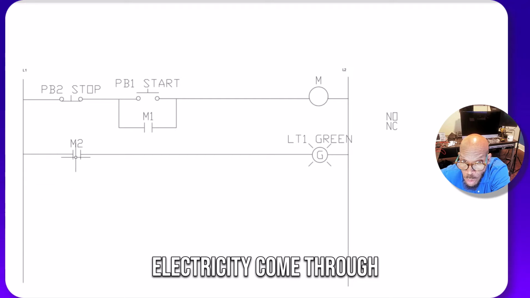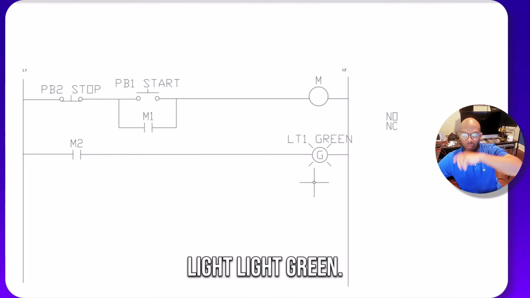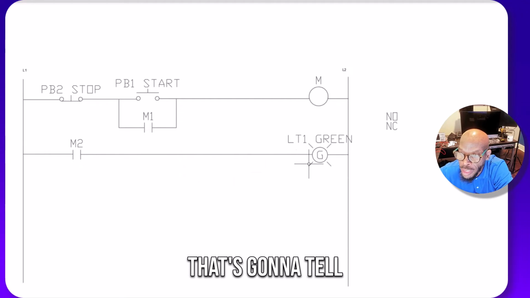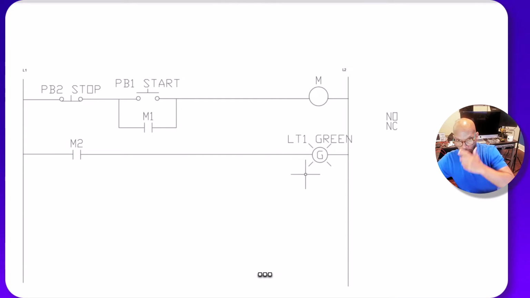The electricity comes through here. When this is closed, it's going to go through there and make that light light green. That's going to tell the person that, hey, this motor is running. That relay is energized.